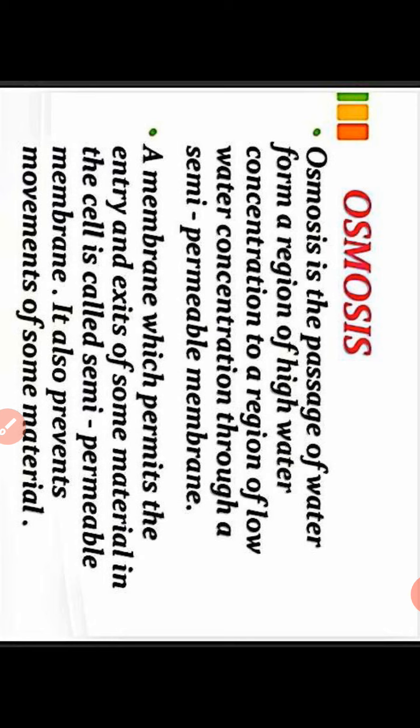This is the basic movement of water across the cell membrane. The membrane which permits the entry and exit of some material in the cell is called a semi-permeable membrane. It also prevents movement of some material, so it is called a selectively permeable membrane.